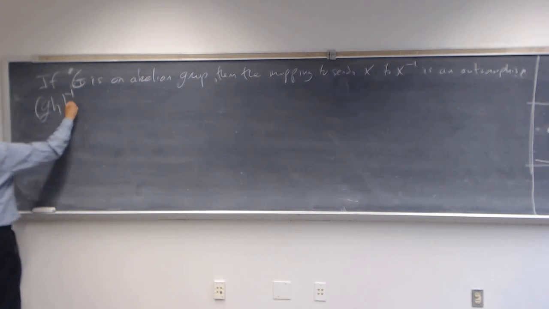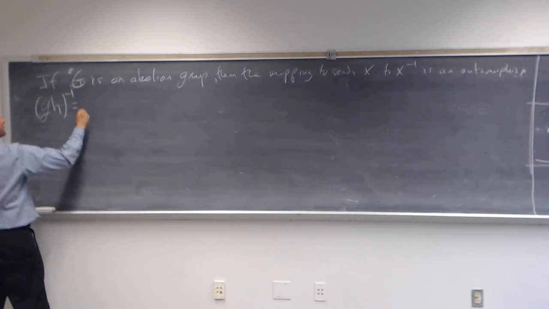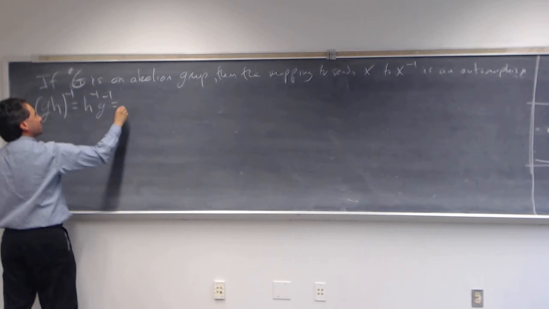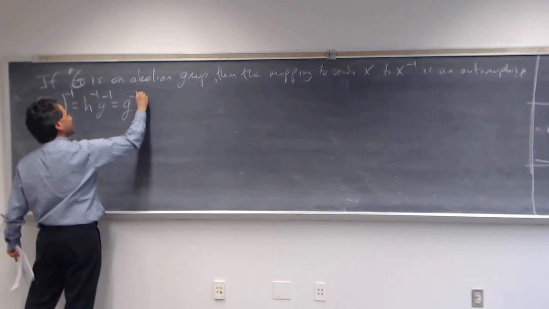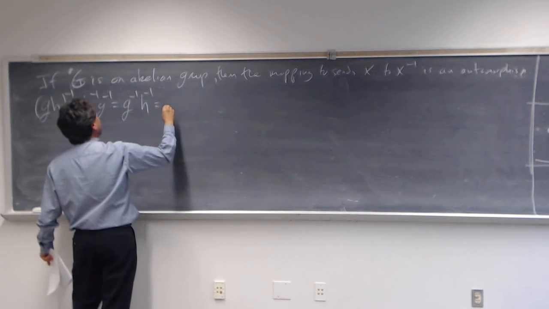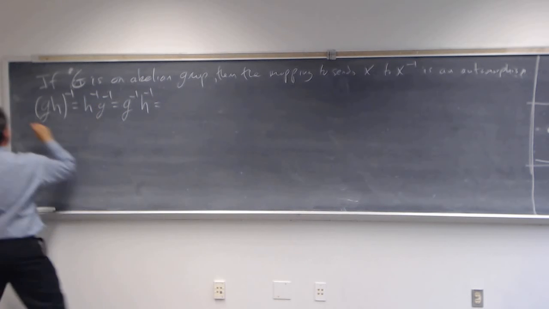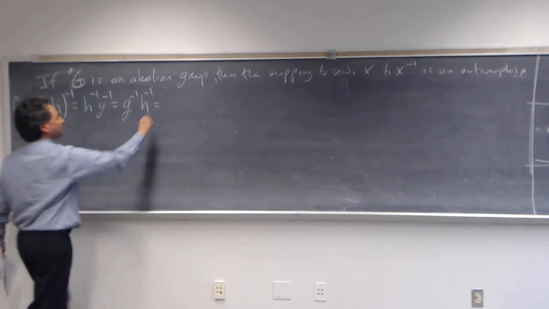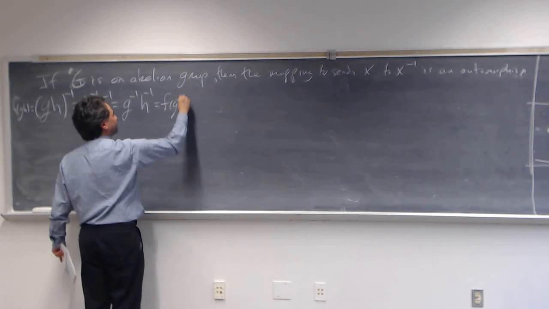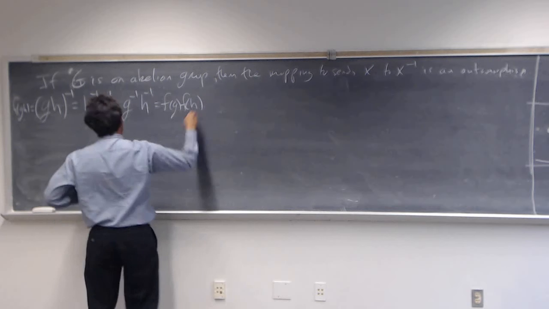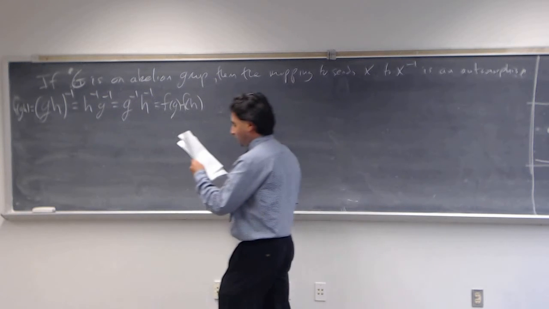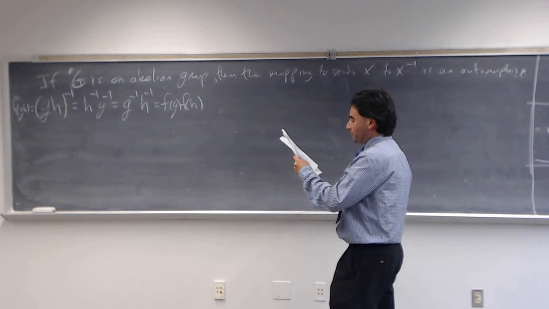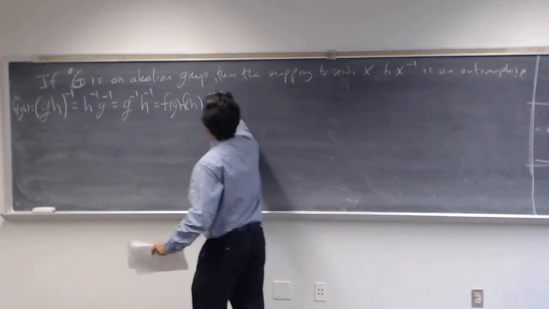Well, if we look at (gh) inverse, that's h inverse g inverse. But if it's an abelian group, that's the same as g inverse h inverse, which, if you want to think of your function f, is f of g times f of h. So it's certainly a homomorphism.